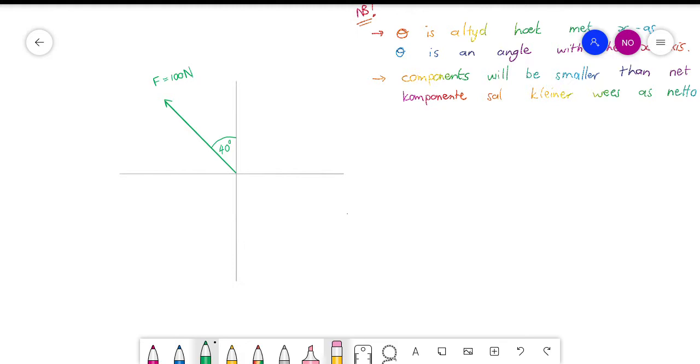Do you guys see that angle, the 40 degrees, is between the force and the y-axis? Do you guys see that? So I don't want to work with the 40.